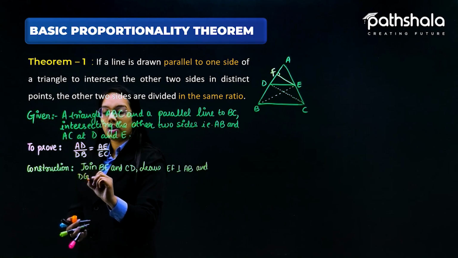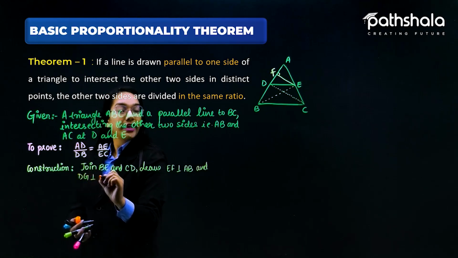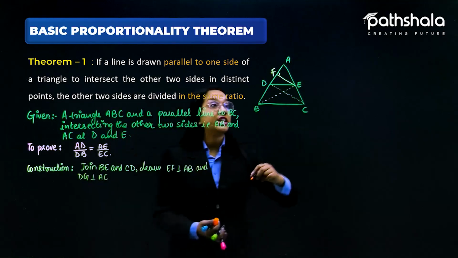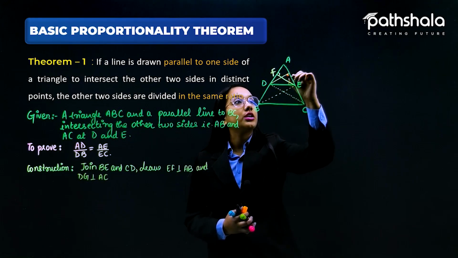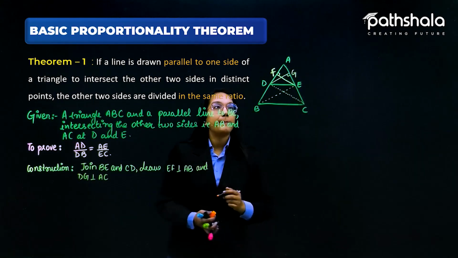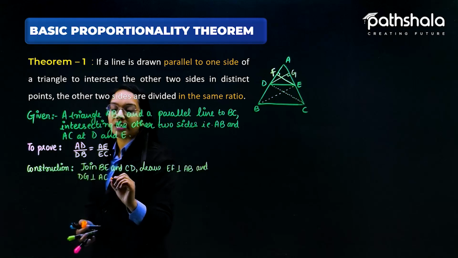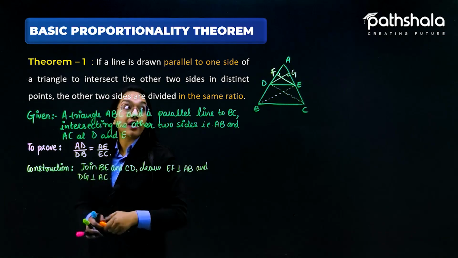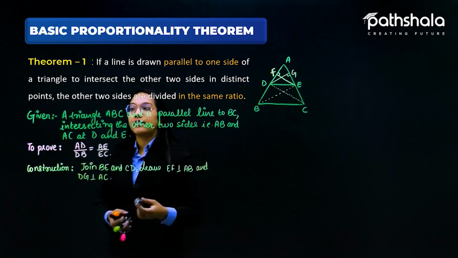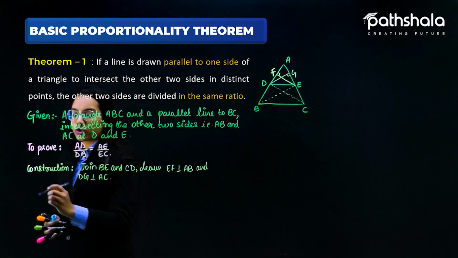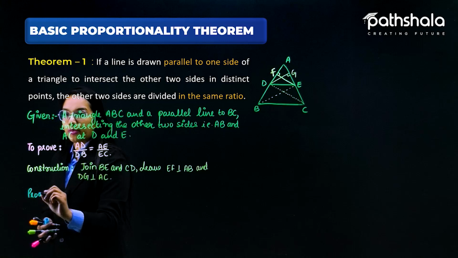And further DG perpendicular to AC. Let us suppose I take this as G, this is my G, DG perpendicular to AC. This is the construction that I require in order to prove that these ratios are equal to each other. Now let's move further towards the proof. So let's start the proof of this.